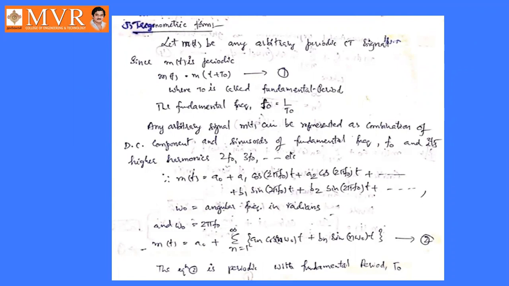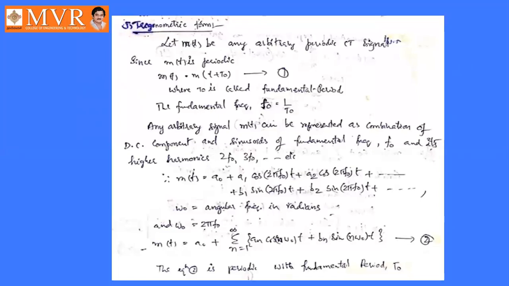Let m of t be an arbitrary periodic continuous time signal. It is represented as m of t equal to m of t plus T naught, because it is a periodic signal. Let it be equation number 1, where capital T naught is called the fundamental period. The fundamental frequency is the reciprocal of the fundamental time period, that is f naught equal to 1 by T naught.